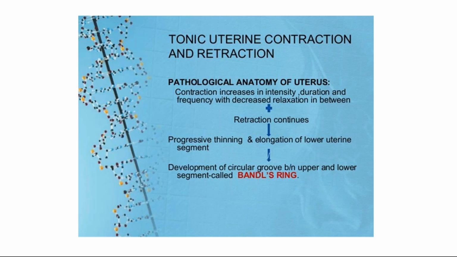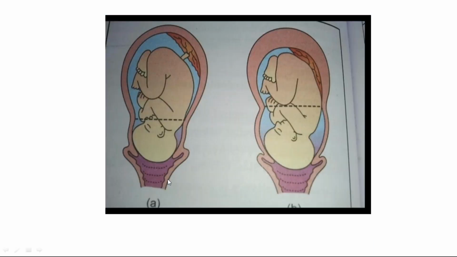It is very, very important that you recognize Bandl's ring, recognize the cause of obstruction, and immediately take care of it with a C-section. Otherwise, it will end up in a ruptured uterus. Right? So this is a normal retraction ring, the demarcation between the contracting and retracting upper uterine segment and the dilating and thinning out lower uterine segment, which usually we will not be able to see. Whereas in obstructed labor, there is some obstruction.